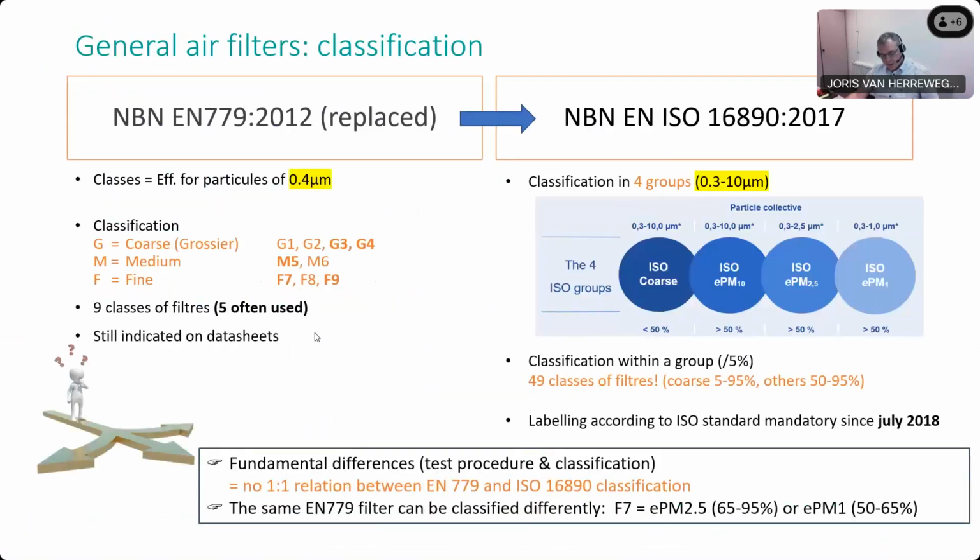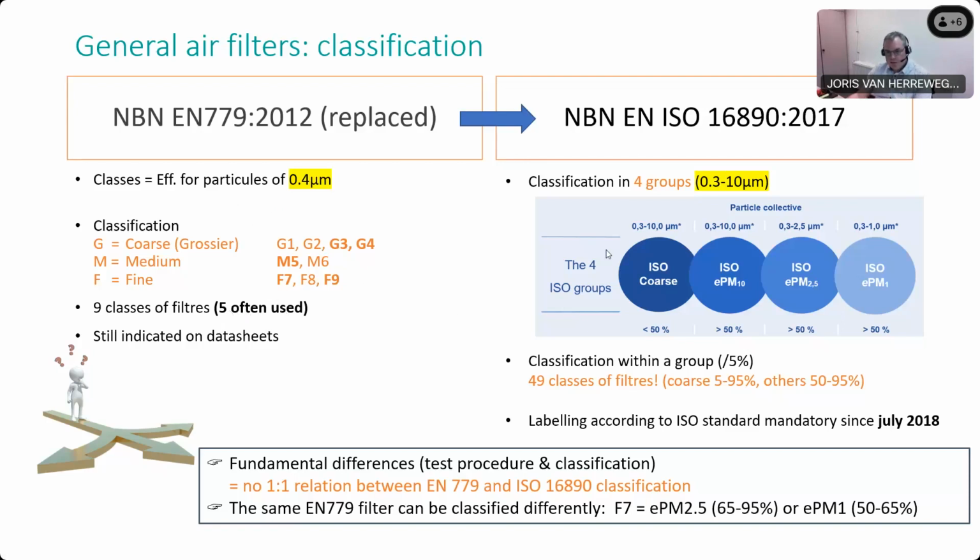Nowadays, there are still two classification standards in use. The old replace standard, EN 779, alongside the new standard. And within the old standard, filters were classified based on their efficiency for particles of 0.4 micrometers into three major groups: coarse, medium, and fine. I think filters like G4, M5, F7 as classes do ring a bell for most of us. So in the end, with this classification, we had 9 classes, of which 5 were often used.